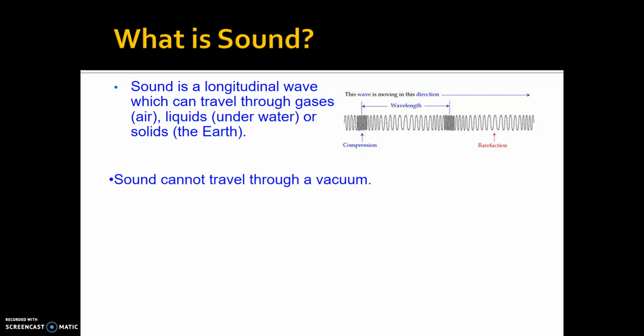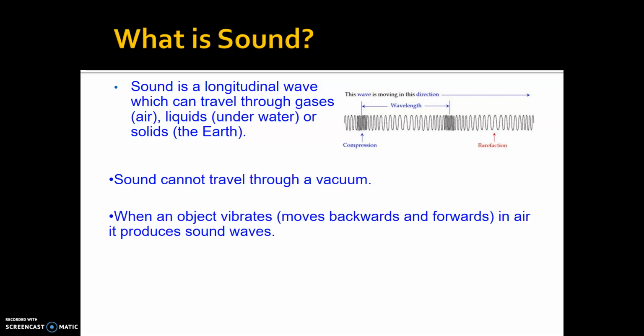But one thing that sound cannot do, and that's because it's a mechanical wave, it cannot travel through a vacuum. If it's a perfect vacuum, like space, you can't have it. So when the Death Star blows up, no sound.